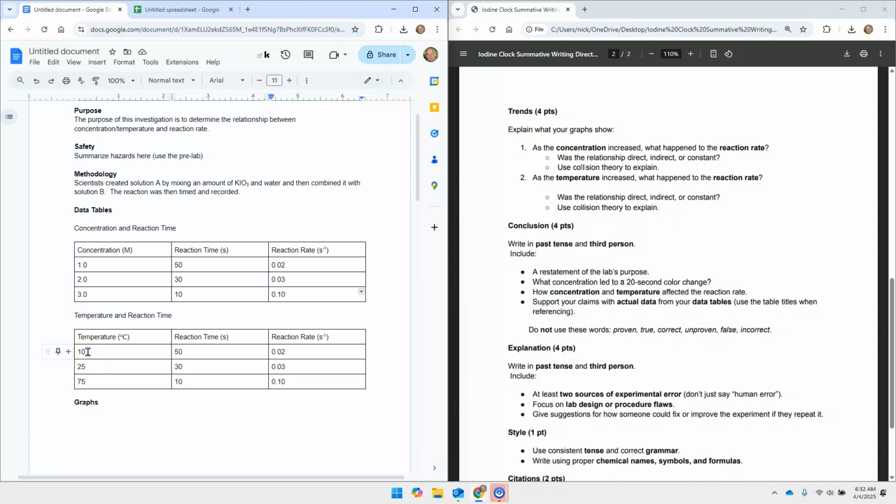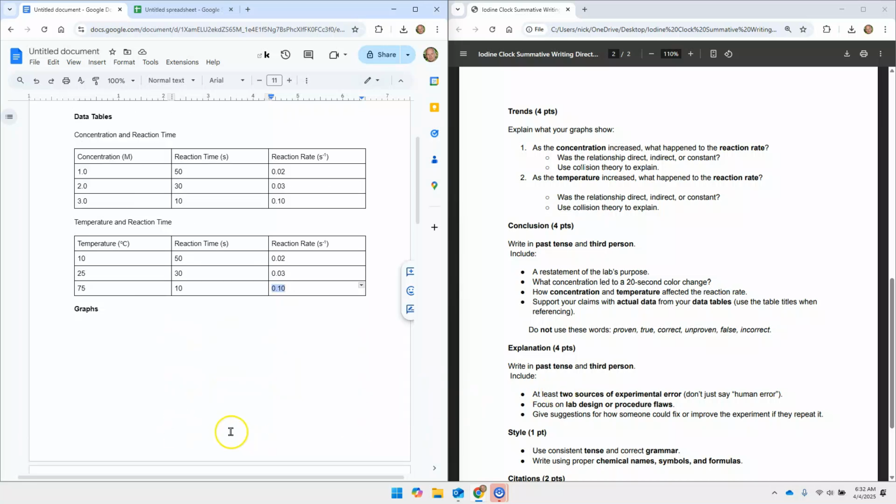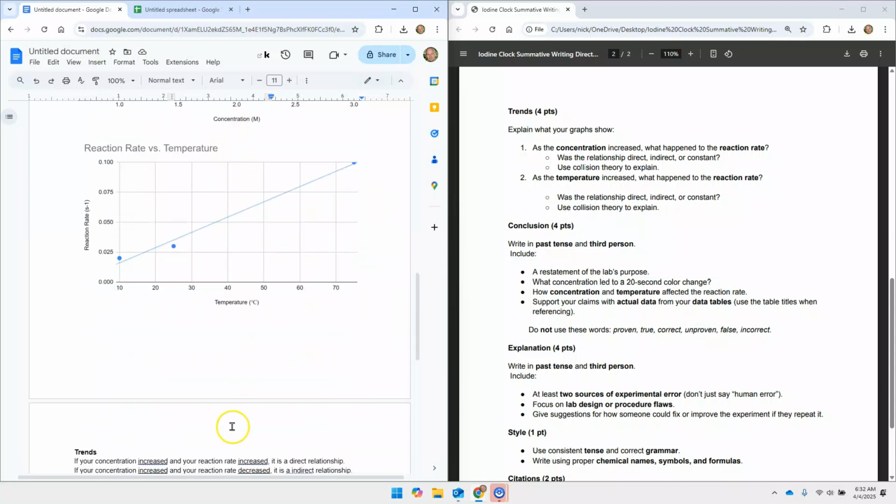I'll do the same thing here with temperature. So again, I'm going to cite when my temperature was 10 degrees Celsius, the reaction rate was 0.02. When the temperature was 75 degrees Celsius, the reaction rate was 0.1. So as I increase the temperature, what happened to the reaction rate? Okay, that's all I need here in the conclusion.